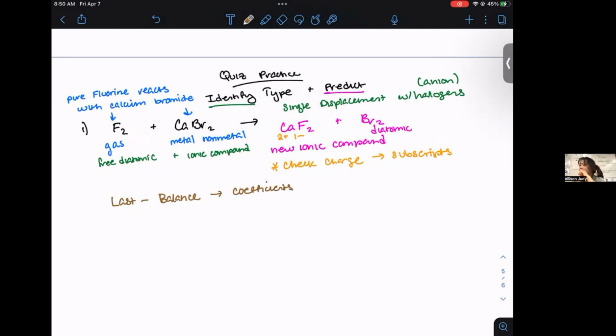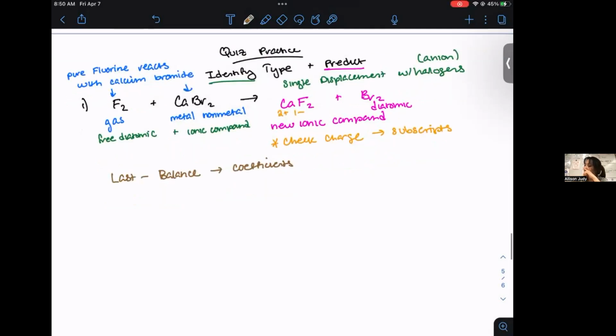So I look at this and I say, okay, I have 2 fluorines at the beginning, 2 fluorines at the end. Cool. I have 1 calcium, 1 calcium. Oh, that's kind of nice. And I have 2 bromine, 2 bromine. Ayo, this one was already balanced in a 1-to-1-to-1 ratio. What does this translate to?